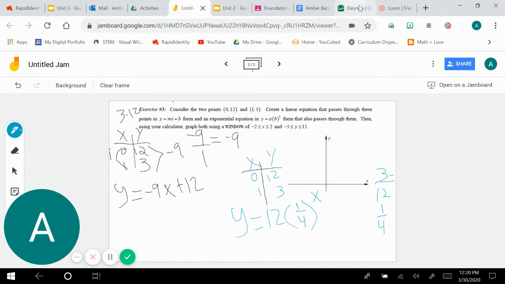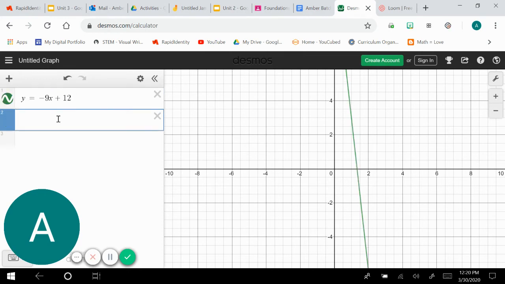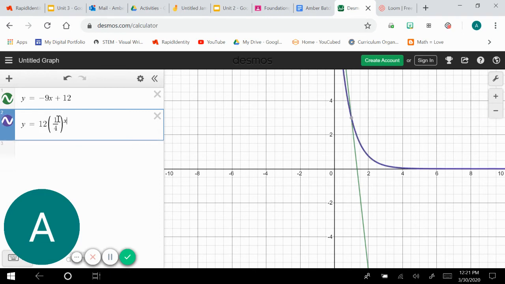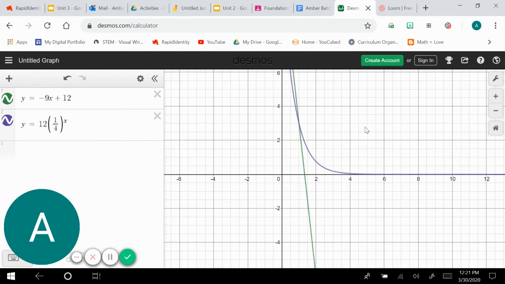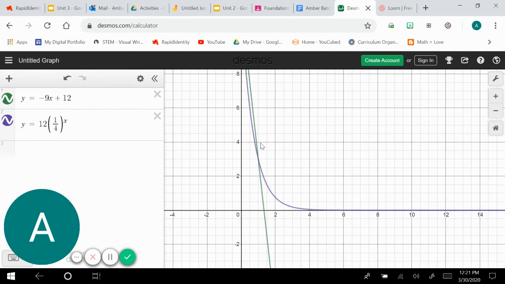So let's just look at what these look like graphed. I'm not going to draw it up here because I'm not good at graphing on the computer. So let's look here. y equals negative 9x plus 12. There's our linear. And then y equals 12 times 1/4 to the x. Again, you could do the decimal to the x power. And you can see here, they both are intersecting at (1, 3) and they're both intersecting at (0, 12). So that way we do know this is correct. And you can see here I have a line that's going down and I have a curve that's going down.